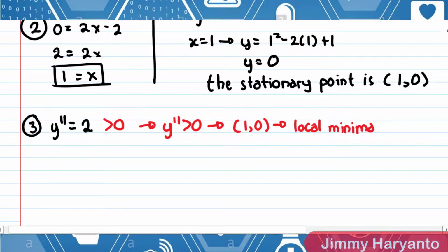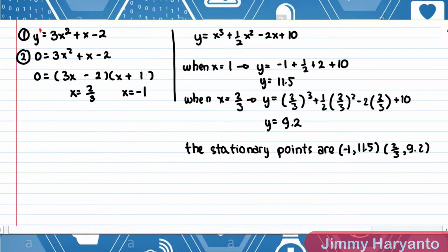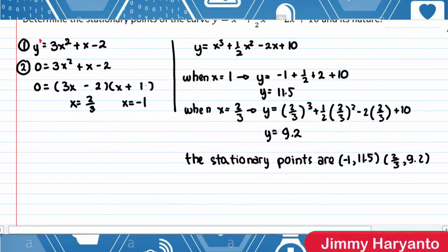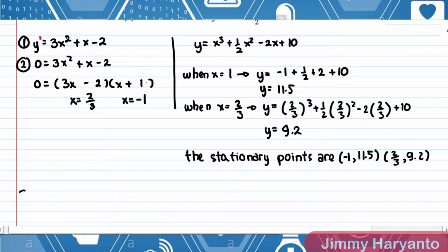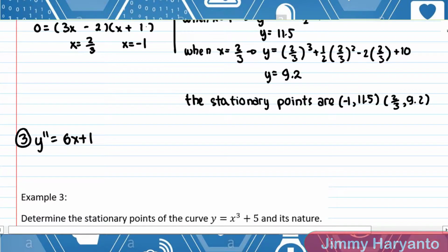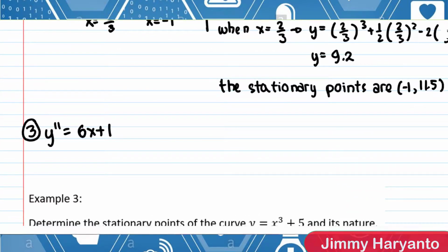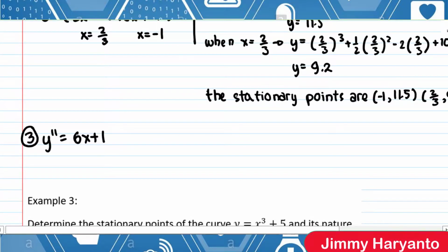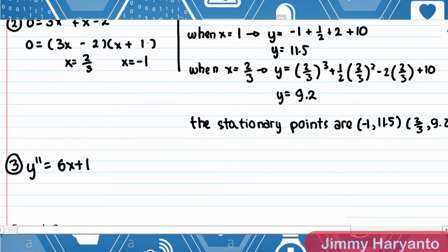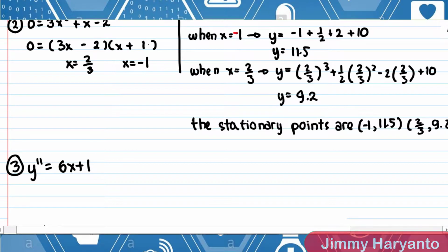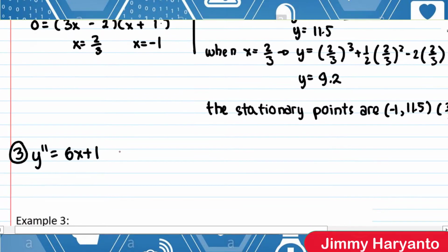Okay, next is example 2. I will copy the answer first. So for example 2, we have two stationary points. So the next step will be y double accent. Let's try to find the second differentiation. It will be 6x plus 1. And then I will calculate the value of the y double accent when x equals -1 and also x equals 2 over 3.